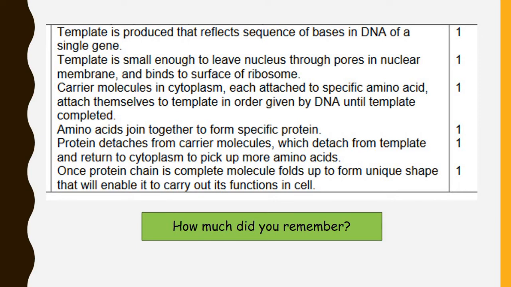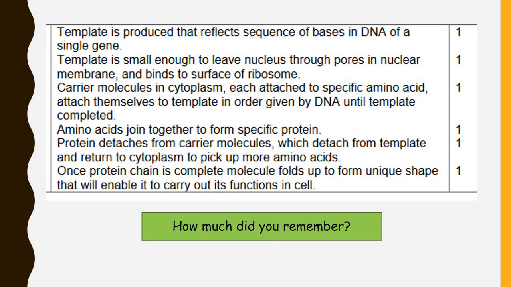I'm going to go back over these terms in a bit more knowledge recall in a minute. The template is small enough to leave the nucleus, because we can't make new proteins within the nucleus itself. That's another reason why we make that template. The template moves out of the nucleus through these nuclear pores and binds to a ribosome, which will be in the cytoplasm. And it's here in the cytoplasm that we can make these new proteins according to the genetic code. Carrier molecules in the cytoplasm are each attached to a specific amino acid.